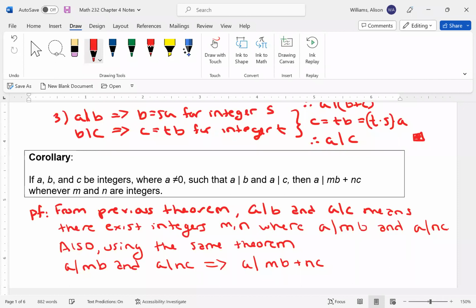That was from the first one in that theorem. And we're done because that was the conclusion. That's what they wanted. So this corollary followed directly from the theorem. We just applied things from the theorem and we got the result.